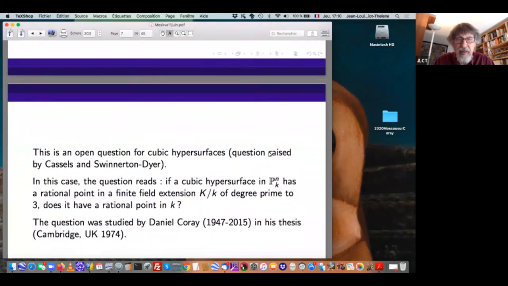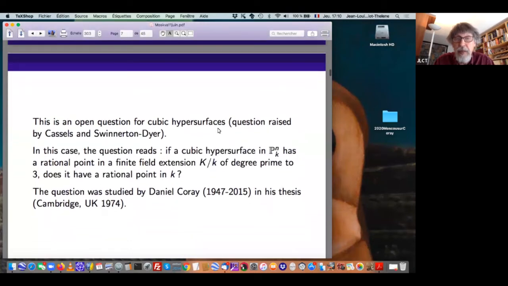Now, that property star is an open question for cubic hypersurfaces. This question was raised by Cassels and Swinnerton-Dyer many years ago. In this case, the question is simple. You have a cubic hypersurface in P^n, or a cubic form if you want to speak in terms of forms. You suppose it has a point in a finite field extension of degree prime to 3, because obviously it has a point in an extension of degree 3 or 1. Does it have a rational point in K?